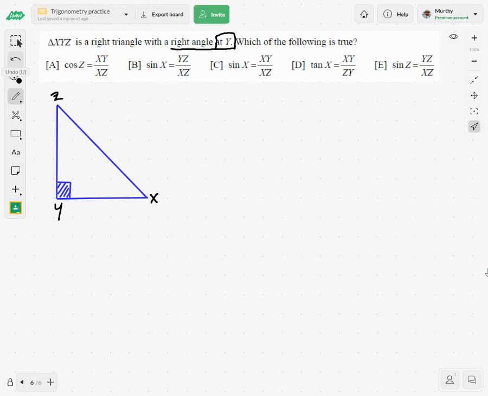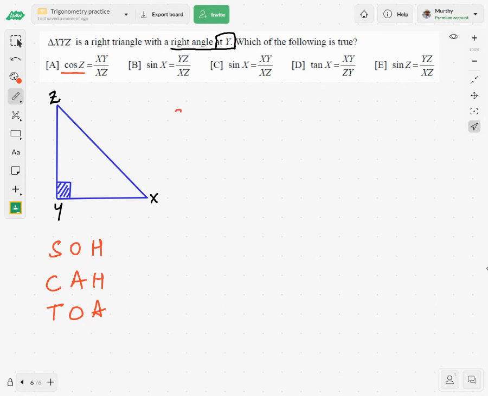It's up to you whether to write X at the bottom or at the top, it makes no difference. But you have to make sure that 90 degrees is clearly specified. Then let me take one after the other, and find which is the correct answer. So let me write SOHCAHTOA once again.